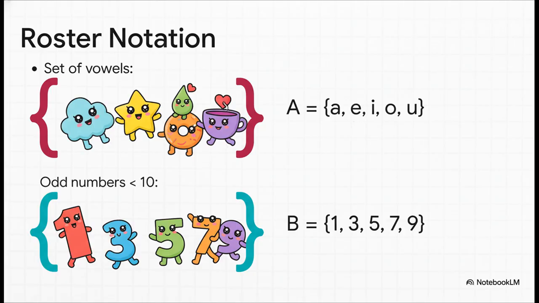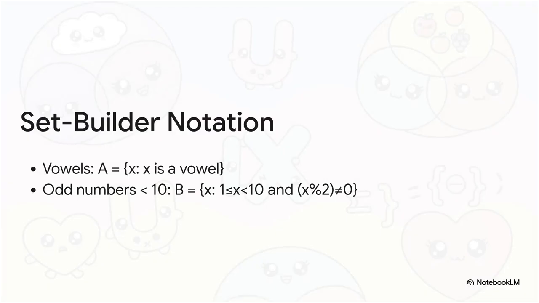Super straightforward. But now, check out set builder notation. Instead of listing everything, we just define a property. For the vowels, we say the set contains any element x such that x is a vowel. For those odd numbers, we can say it's any x such that x is between 1 and 10, and x modulo 2 is not 0, which is just a fancy math way of saying it's not an even number. This method is incredibly powerful, especially when you're dealing with really big or even infinite sets.